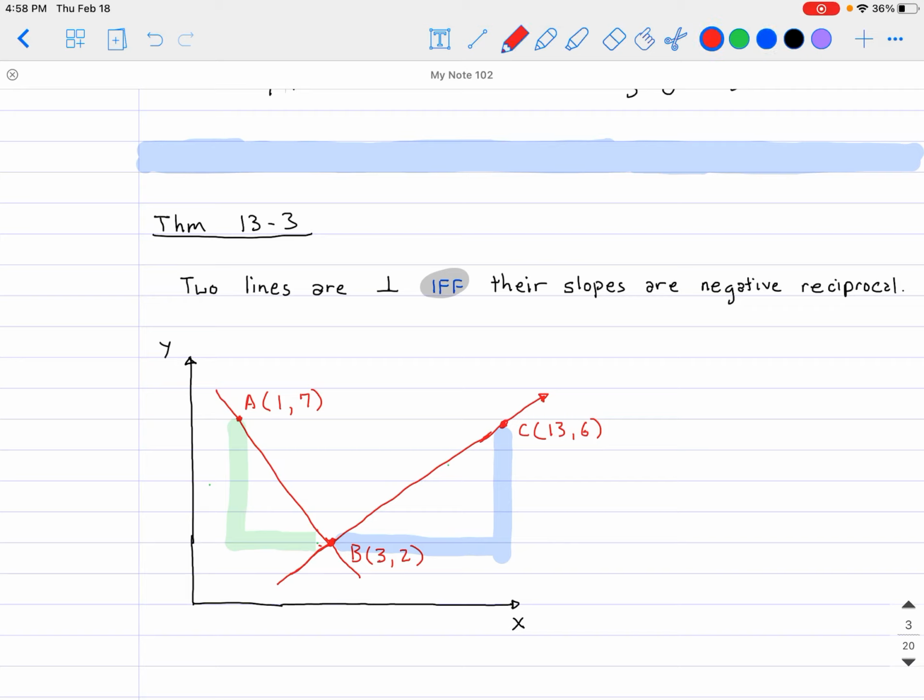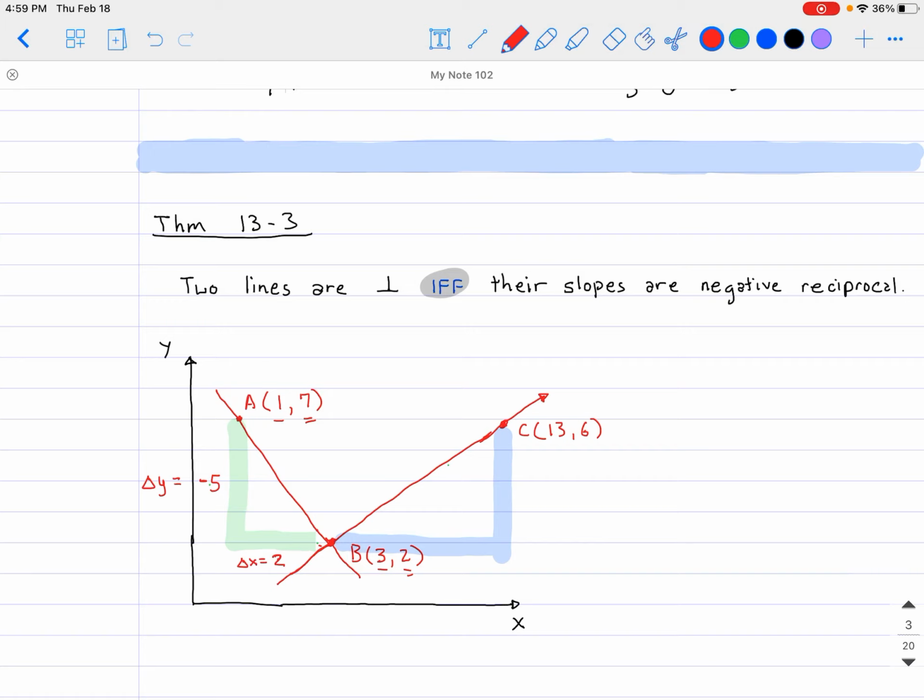Okay, so in the first triangle over here, the change in Y going from 7 to 2 right there means that the change in Y is equal to negative 5. So meaning you have to go down by 5 in order to go from 7 to 2. Then the change in X, we're going from left to right. So that means we're going from 1 to 3. So that is going to be equal to 2 in this case.